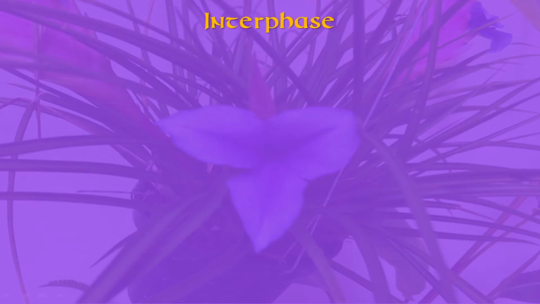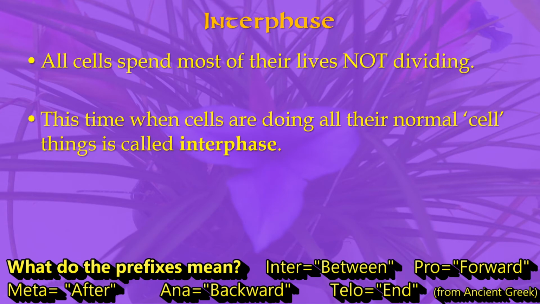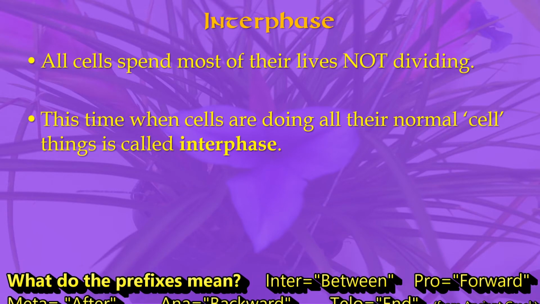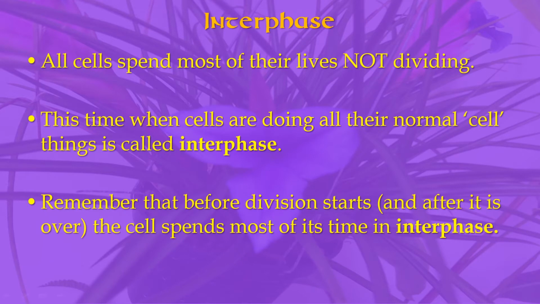Let's start with one phase that is often overlooked: interphase. Cells spend most of their time not dividing. This is when they do all of the normal cell things that help to keep you alive, and this is called interphase. Before division starts and after it is over, all cells spend most of their time in interphase.